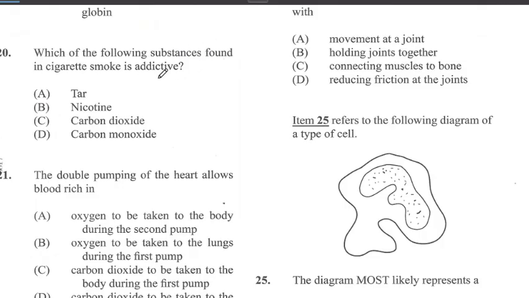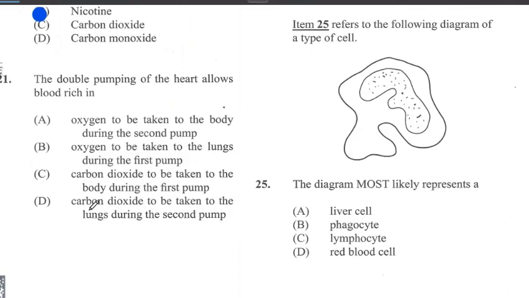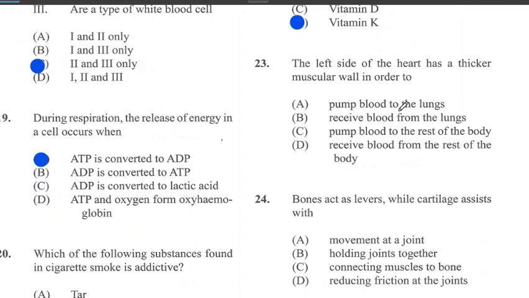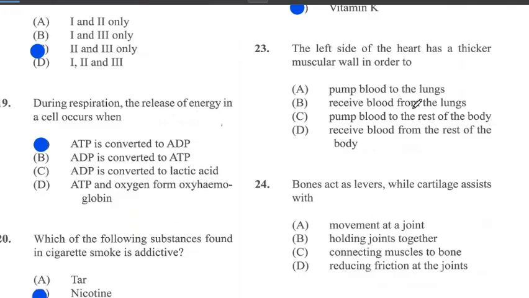Which of the following substances found in cigarette smoke is addictive? That would be nicotine. The double pumping of the heart allows blood rich in oxygen to be taken to the body during the second pump. That would be A. Which of the following vitamins assists in the process of blood clotting? That would be vitamin K. The left side of the heart has a thicker muscular wall in order to pump blood to the rest of the body.